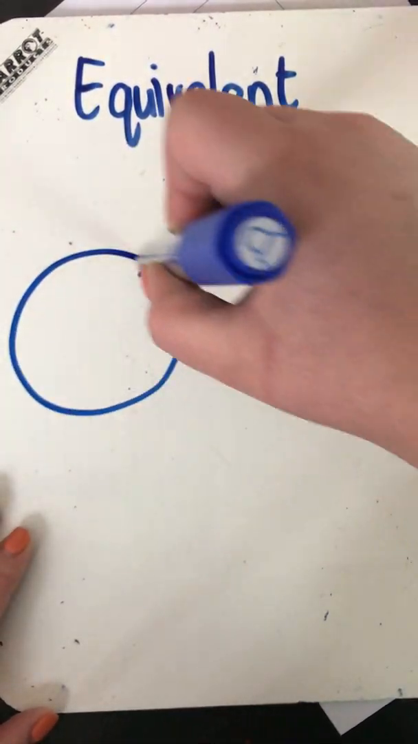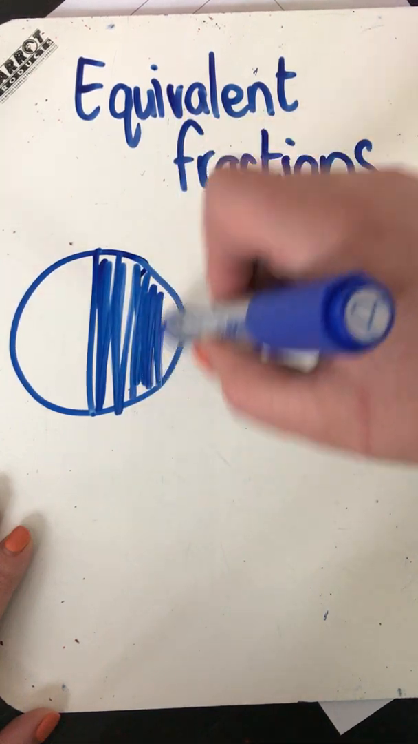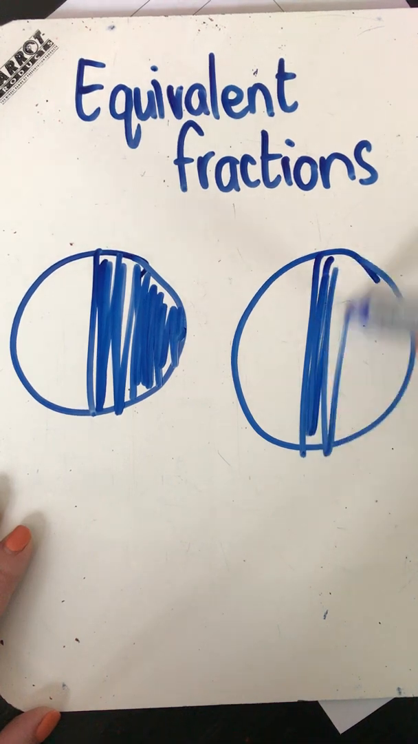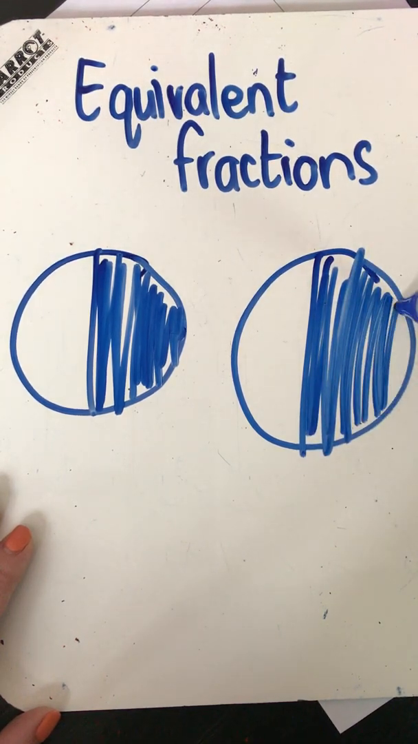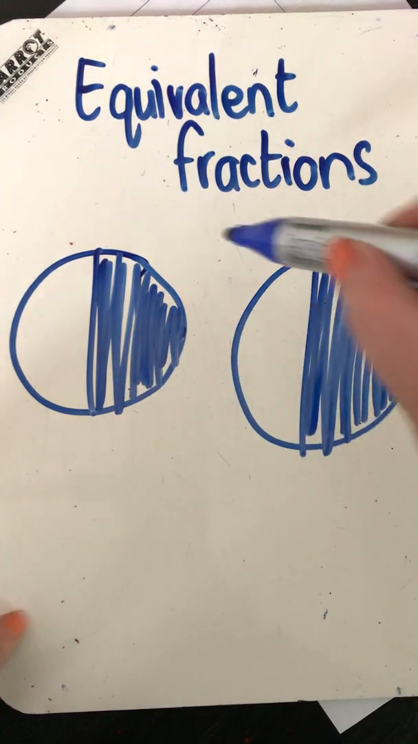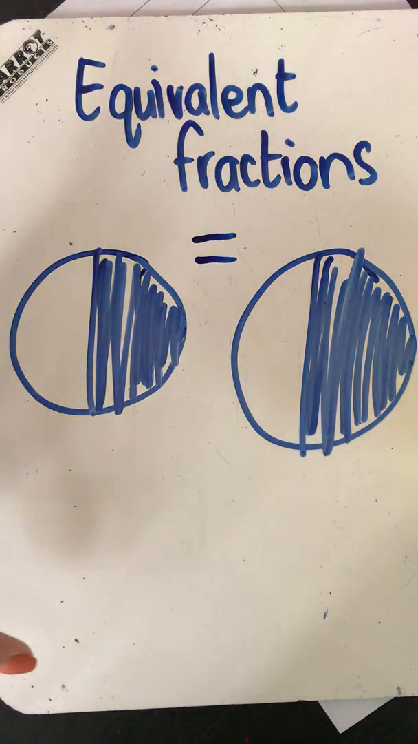For example, if half of this one is colored, then half of this one is colored. It doesn't have to be the same side. This side could also be colored. That's the next point. So, these two fractions are equivalent. They are equal to each other.